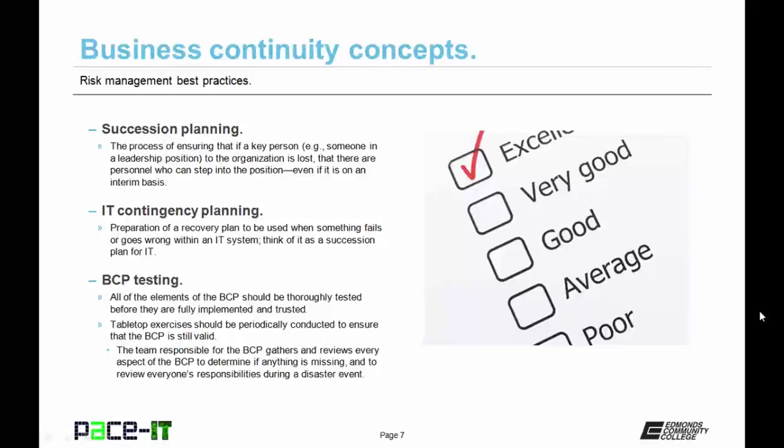All business continuity plans should be tested on a regular basis. That means all of the elements of the BCP should be thoroughly tested before they are fully implemented and trusted. Tabletop exercises should be periodically conducted to ensure that the BCP is still valid. With tabletop exercises, the team responsible for the business continuity plan gathers and reviews every aspect of the BCP to determine if anything is missing and to review everyone's responsibilities during a disaster event.